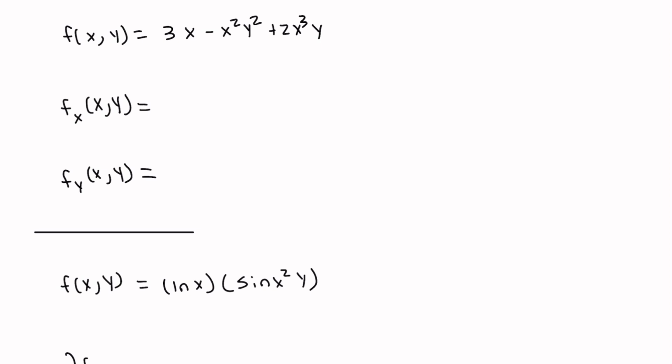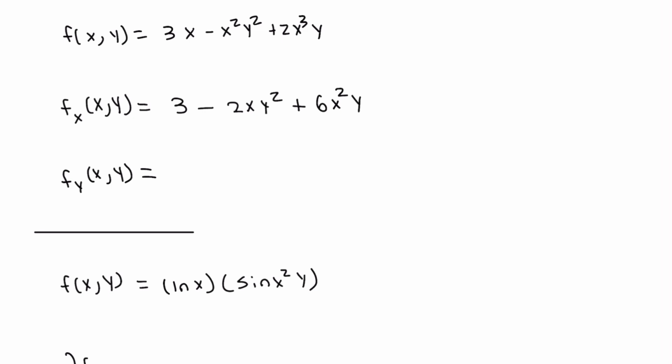To do this, we consider y as a constant as we take the derivative with respect to x. So the derivative of 3x with respect to x would be 3, minus x squared. The derivative of x squared is 2x, so we'd multiply 2 times x, and then we keep y squared as a constant right here. And then 2x to the third times y. The derivative of x to the third would be 3 times x squared, so 3 times 2 is 6 times x squared, and then we would keep the y constant as well.